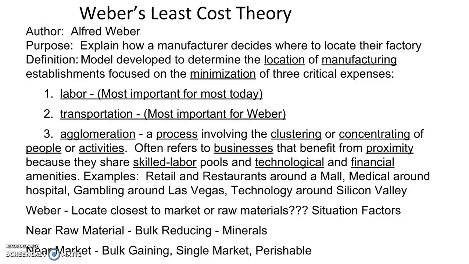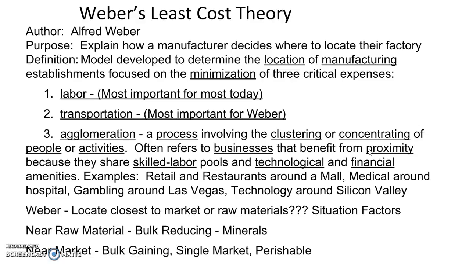Now, according to Weber, the only type of industries that would locate near the raw materials would be bulk reducing. An example of this would be all minerals like copper and iron. That's because bulk reducing industries lose weight during the processing, and so they don't want to transport unnecessarily because it's a waste of money, since they're going to burn off a certain amount of junk that comes off of the actual product. The other option is near the market.